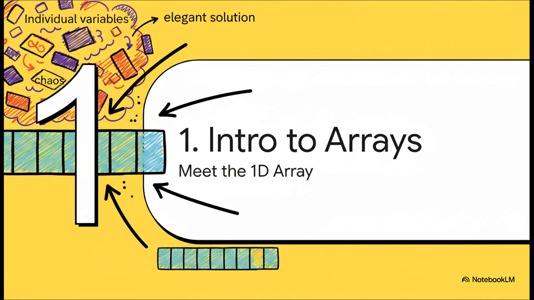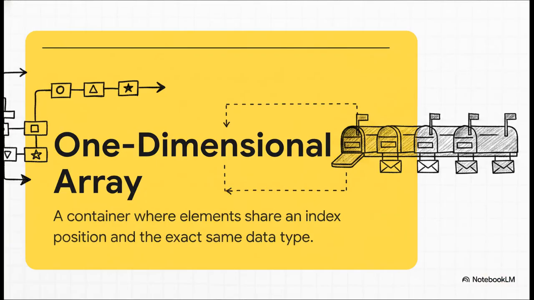All right, Section 1. Meet the one-dimensional array. Think of an array as a brilliantly structured container. Instead of 100 scattered variables floating around in your program's memory, an array gives you a single unified name for a continuous block of memory.